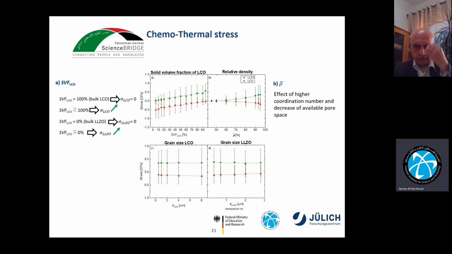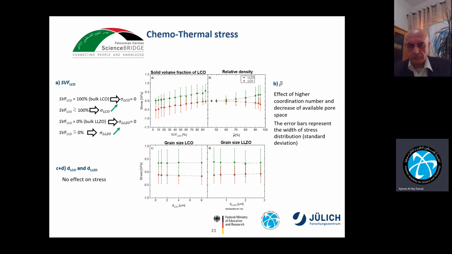Now, the effect of a higher coordination number and decreased available pore space to allow the LCO to expand freely is what we see here when we increase the relative density, which means decreasing the amount of available pores in the system. That means the stress on LCO and LLZO will start to increase too. But again, we have no effect on stress when we vary the grain size of LCO and LLZO. Please keep in mind that the error bars represent the width of the stress distribution, which is called standard deviation, of course. And we can see here, for example, that the total stress of LCO and LLZO is equal to the difference between thermal and chemo-thermal stress.